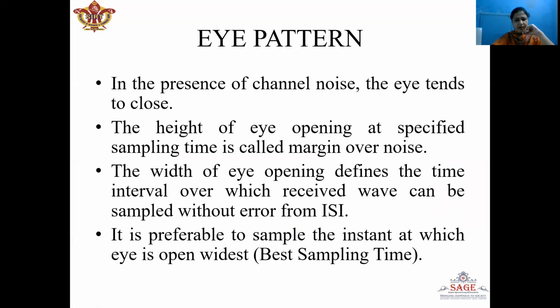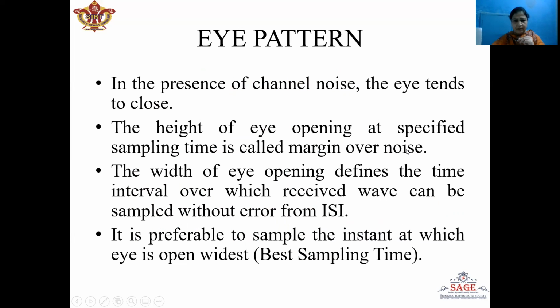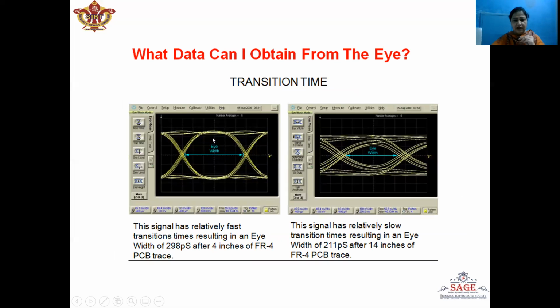The width of the eye opening defines the time interval over which the received wave can be sampled without error from intersymbol interference. So here we can see the eye width. So in both the diagrams here, the effect of the channel noise is less, so the eye width is high. Whereas here the effect of channel noise is more, so there is less eye width. It is preferable to sample at the instant at which the eye is open widest, which is called best sampling time. So here, when the eye is open widest, we can see at the middle of the eye, this is the time which is called best sampling time.